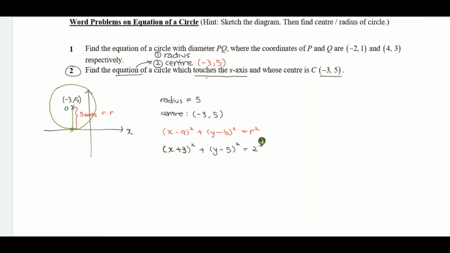Yes, correct. Is it enough? No. No, actually it's enough. Answer is this. No need to expand further. Answer is this. A1, maybe radius is M1. So in exam, it's enough to give the standard form. Don't need to expand it unless they tell you to.